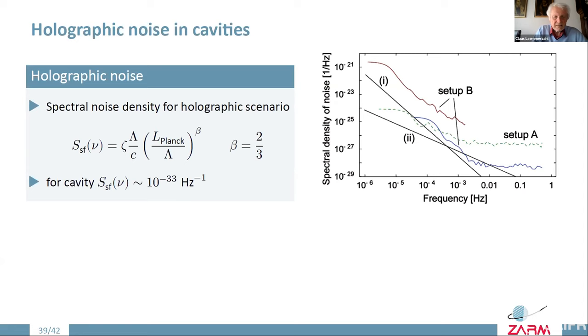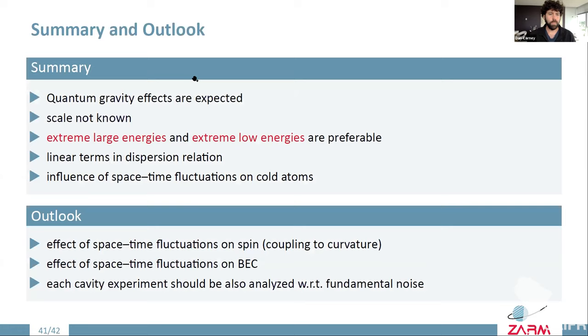So we have fluctuations in which we expect, of course, quantum gravity signals. We do not really know the scale. And here we discussed mostly the extreme low energy regime. Sometimes one is looking for high energy protons, photons, and so on in the cosmological context and studies the dispersion relation. Here we are discussing the extreme low energy part, and the influence of space-time fluctuations on classical systems, on cold atoms, mainly, and also on photonic systems.